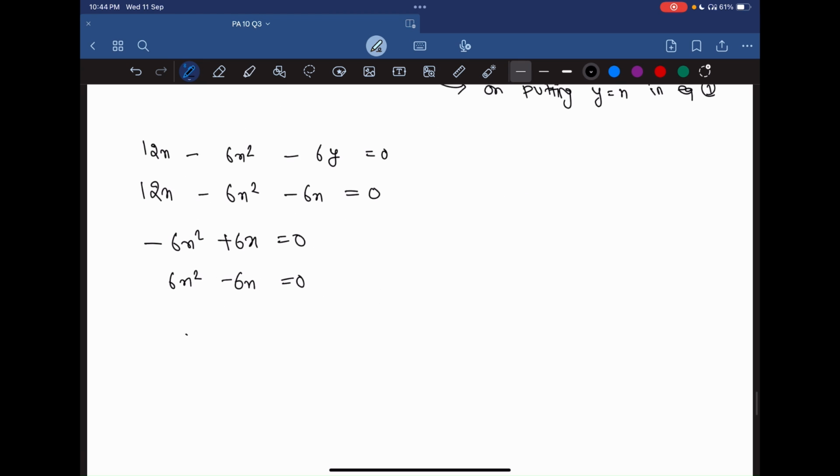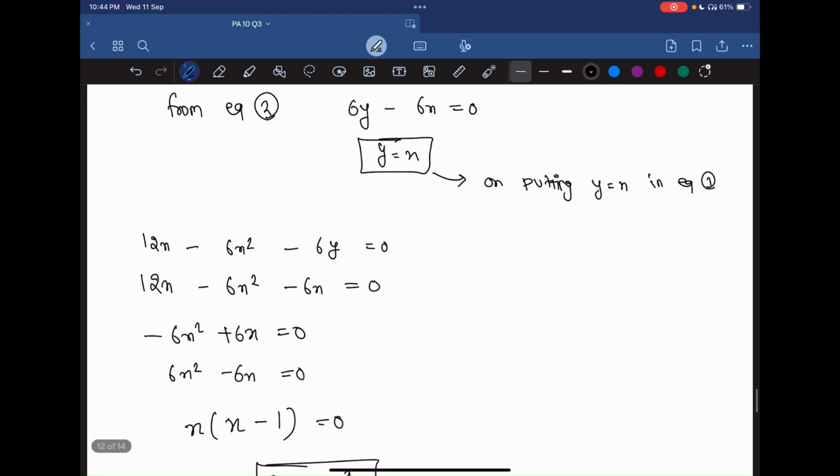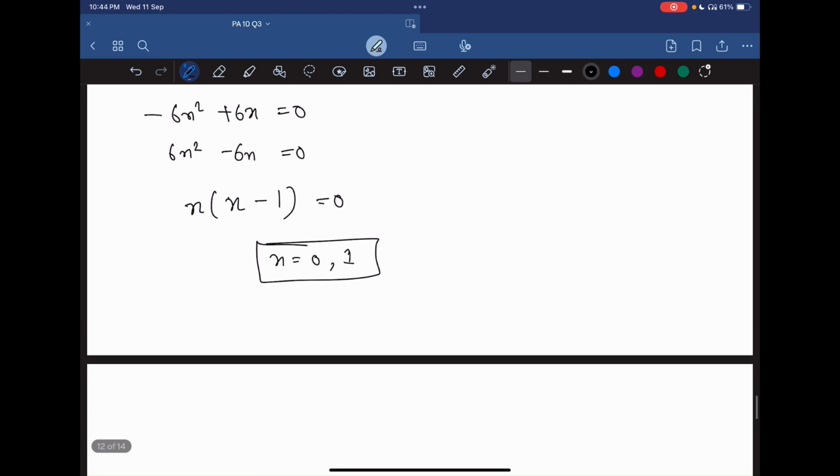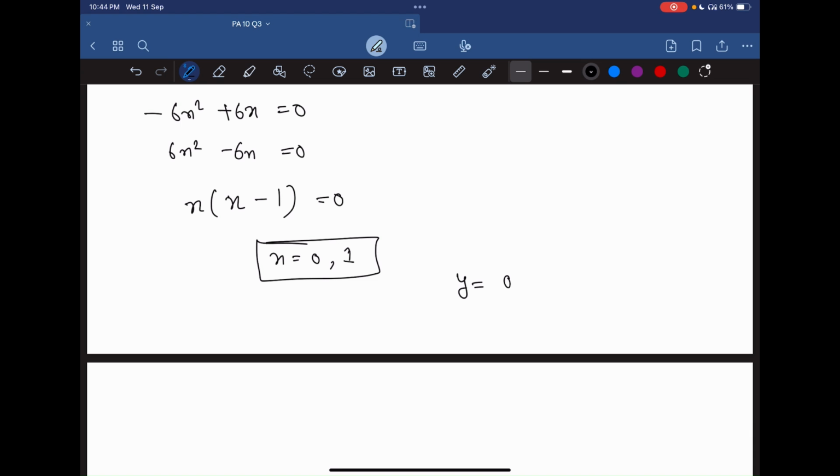Or in general, we can take x common or divide both sides by 6, and taking x common, we will get x into x minus 1 equal to 0. So x is equal to 0 or 1. And as y is equal to x, so we will get y also to be 0 and 1.